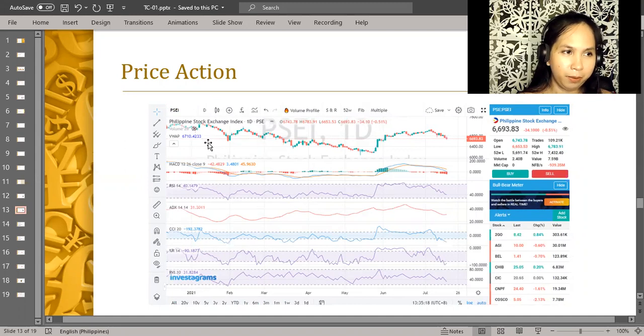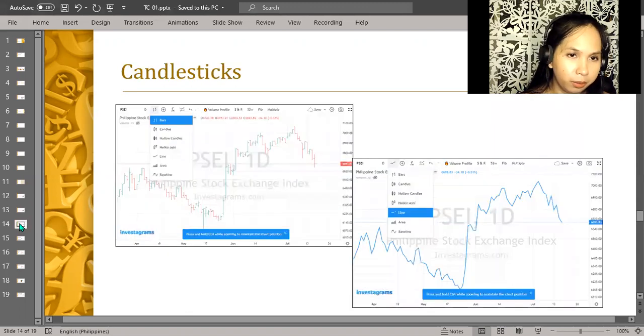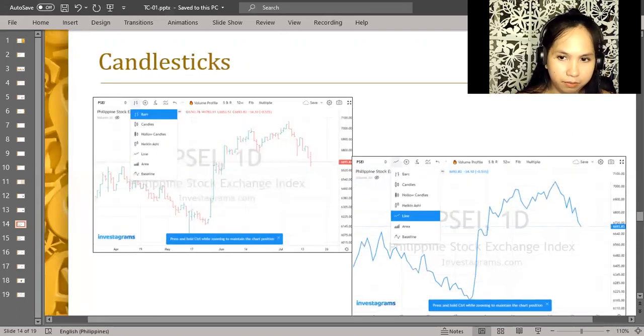And since price is the most important element in a chart, it should occupy an ample space, I would say, in your chart so you can see it clearly. Probably my suggestion would be to maintain around a couple of indicators at the bottom of the price chart, and that would suffice. And then we have the candlesticks, another topic that we will discuss shortly here. Okay, let me zoom in a bit if it's not visible.